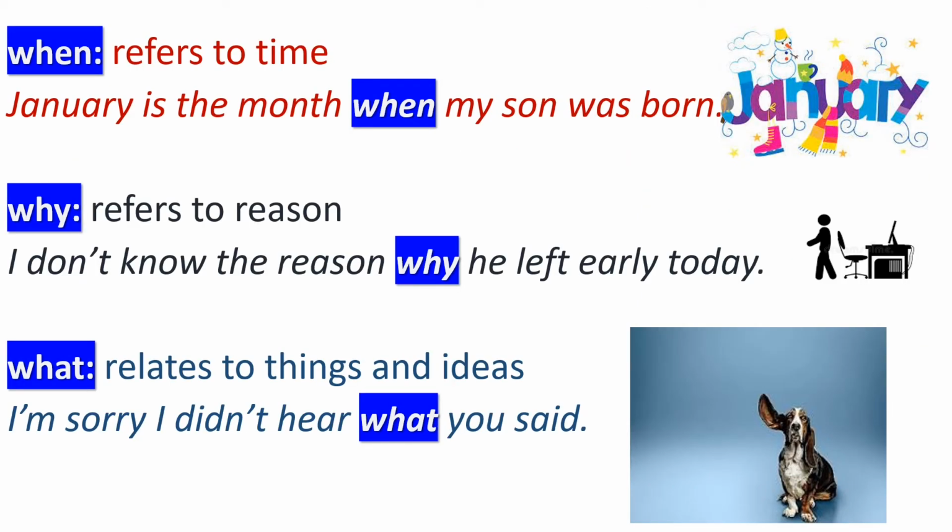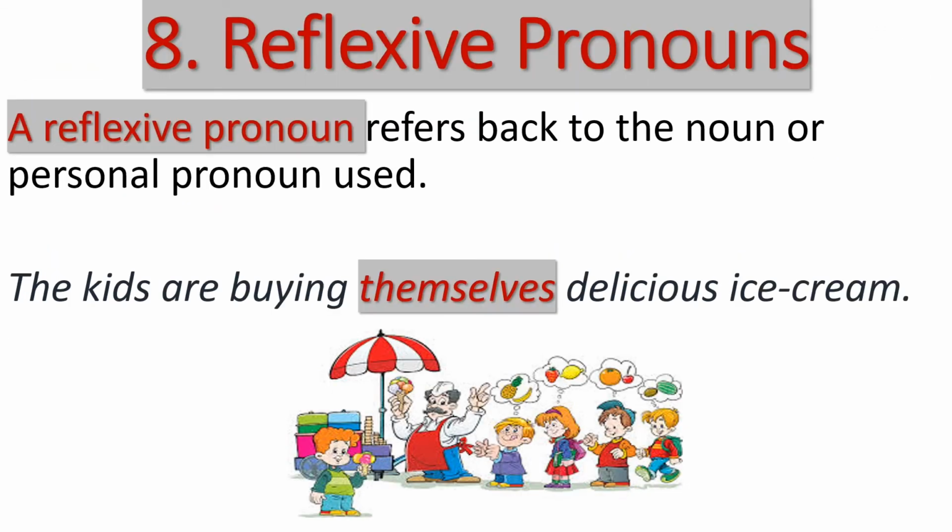When refers to time. January is the month when my son was born. Month is time, so I use when. Why refers to reason. I don't know the reason why he left early today. What relates to things and ideas. I'm sorry I didn't hear what you said. Look at the pictures and read the sentences to understand more.